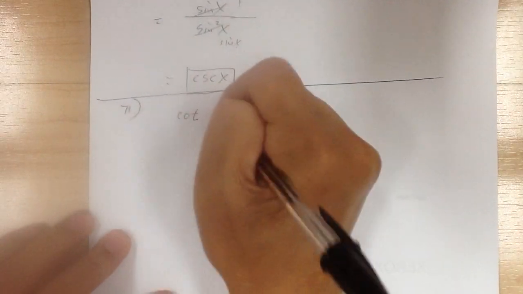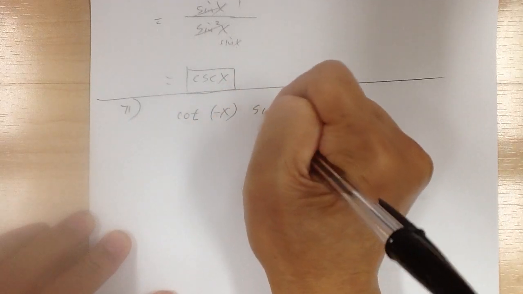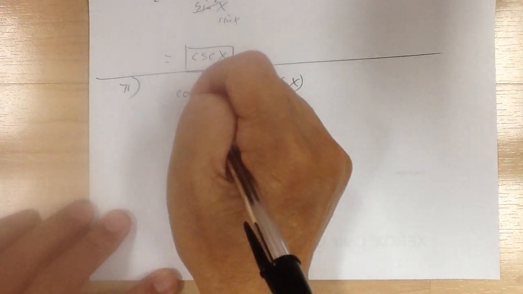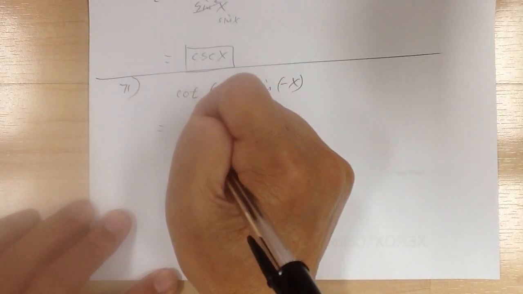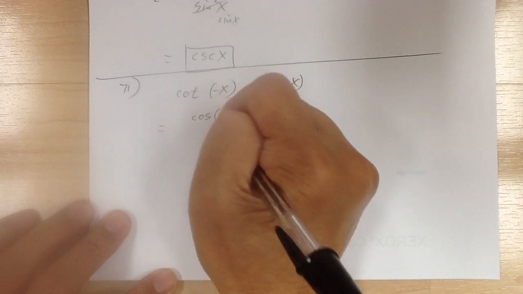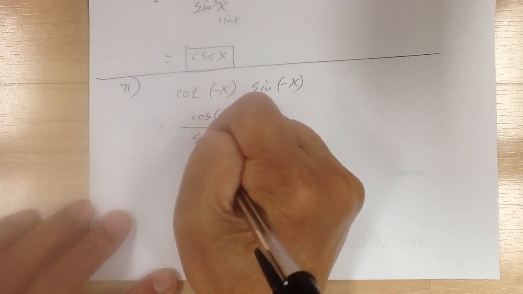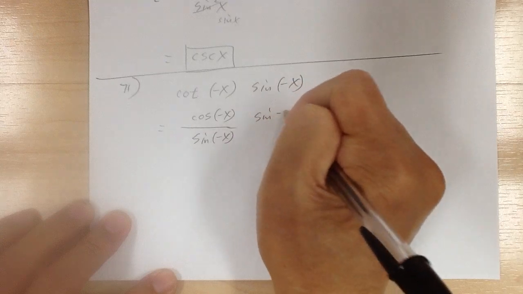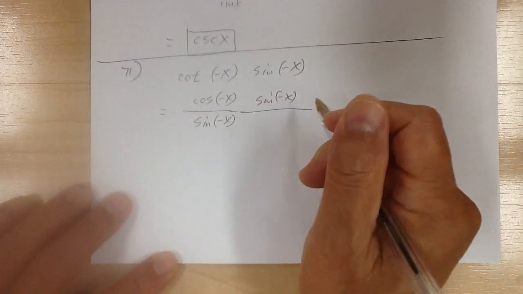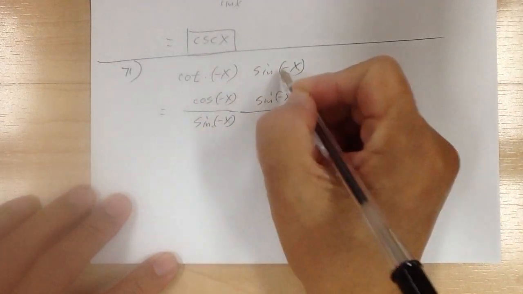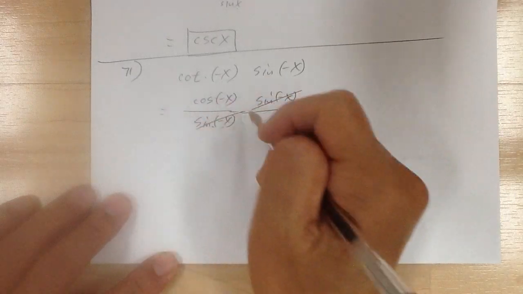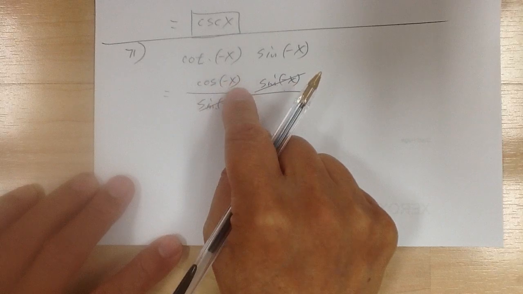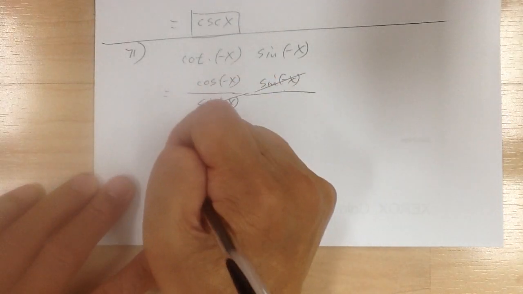Okay, you got cotangent of negative x, and you got sine of negative x. First let's convert into sine and cosine. So cotangent is equal to cosine over sine. So this is equal to that, and notice this will cancel out. So you end up with a cosine of negative x. But cosine of negative x is equal to cosine of x.